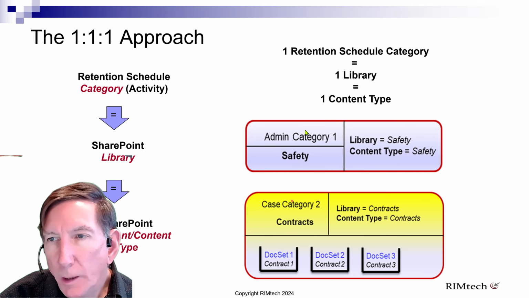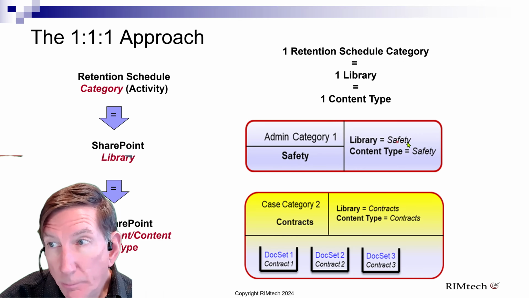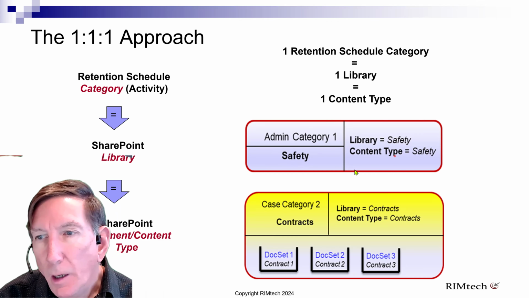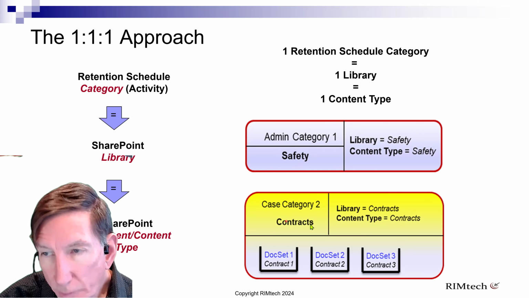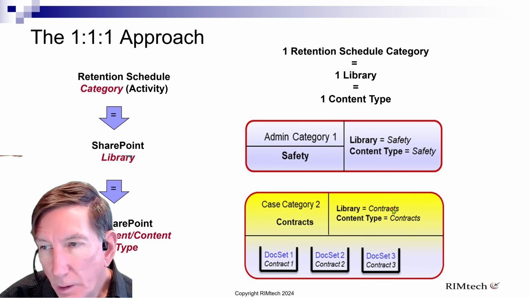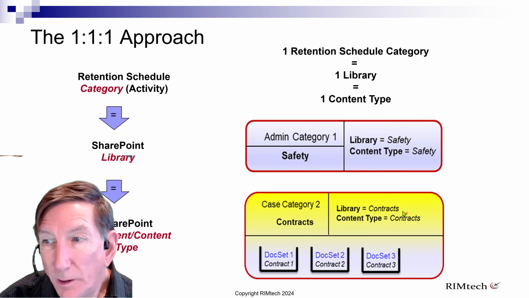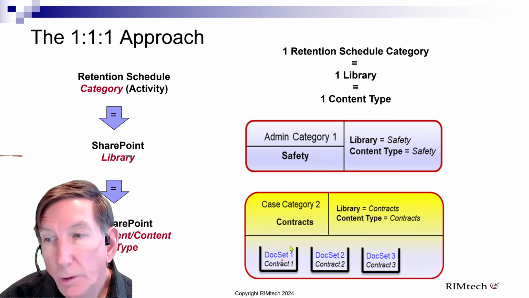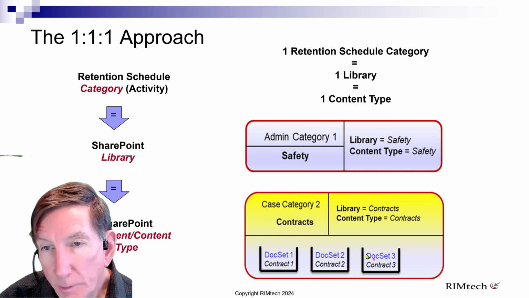So here we have two libraries. One is a category called safety, and it's an admin category. So the library is called safety. The content type in that library is called safety. We have another category called contracts. The library is called contracts. The content type in that library is also called contracts. But this library is divided into 1,000 document sets.